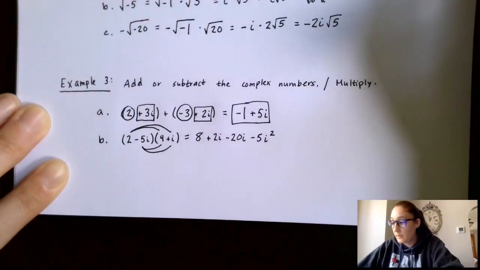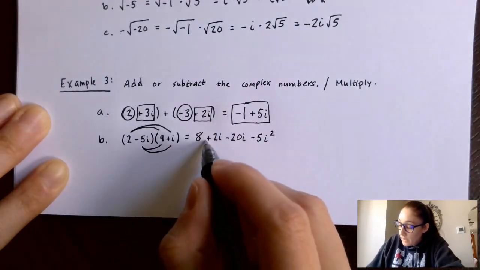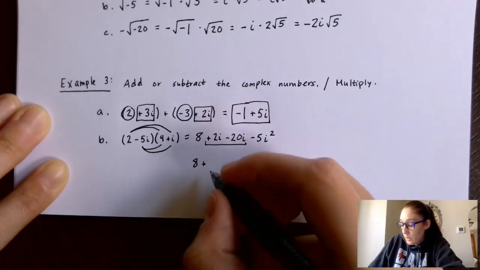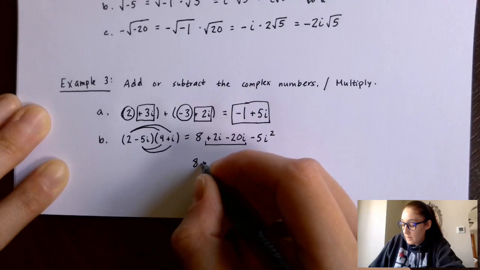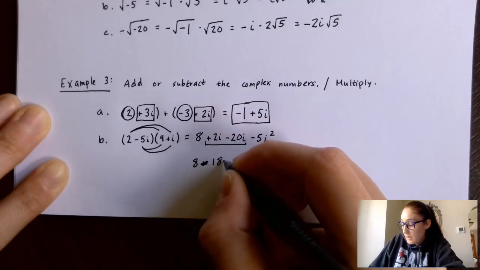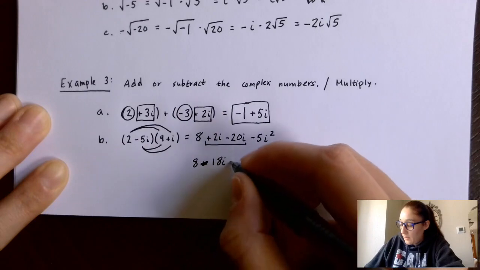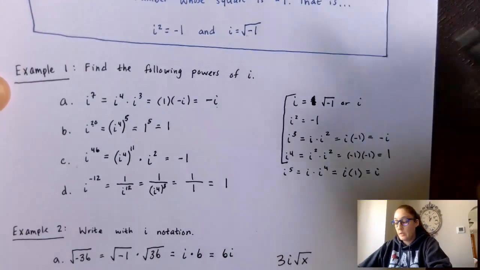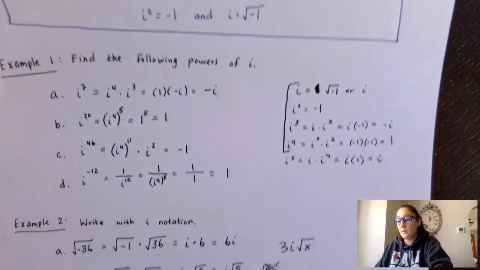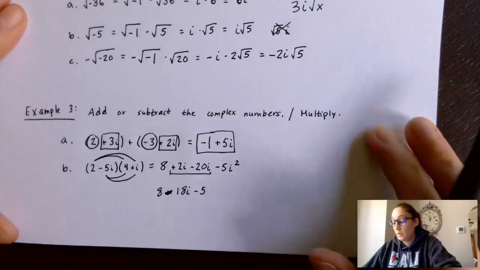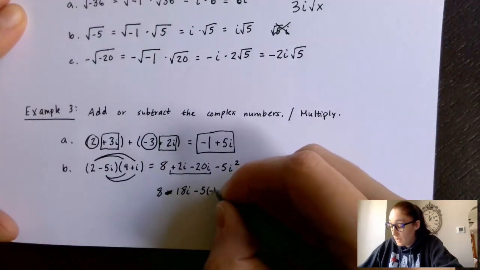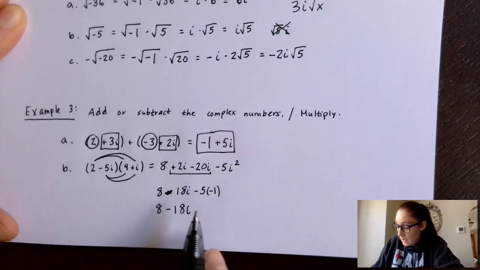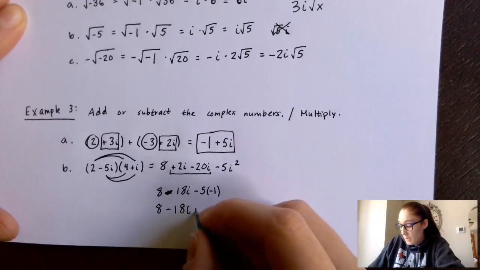Alright, so let's go ahead and simplify that a bit more. So I can combine these right here. So I have 8 plus 2i minus 20i. Oh, I should have made that a minus. Is negative 18i. And then I have negative 5 i squared, but remember, i squared equals negative 1. So I can simplify that. Actually, I can evaluate it. So negative 5 i squared is negative 5 times negative 1. So let's simplify that a bit more. 8 minus 18i. And negative 5 times negative 1 is a positive 5.